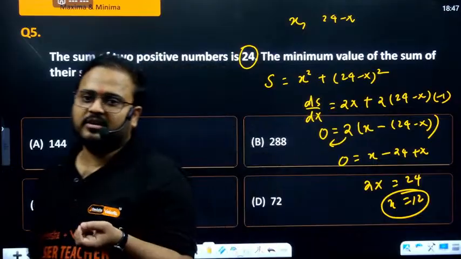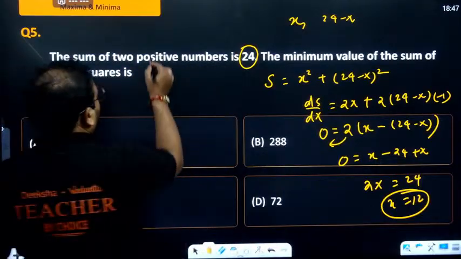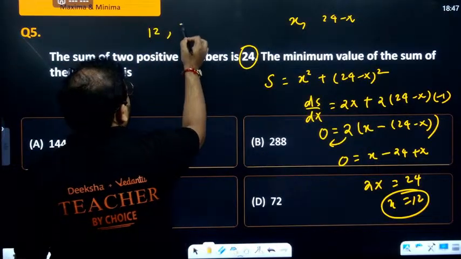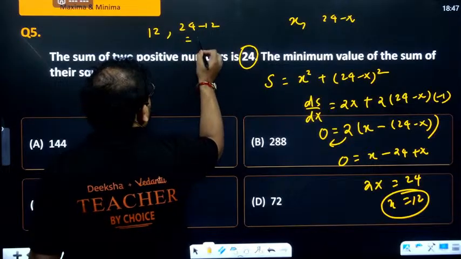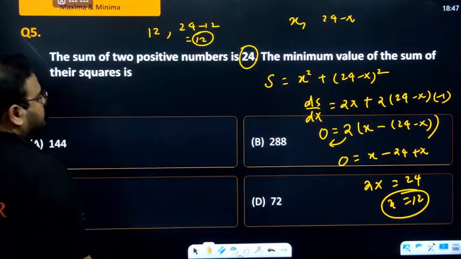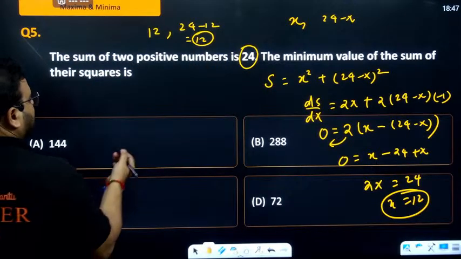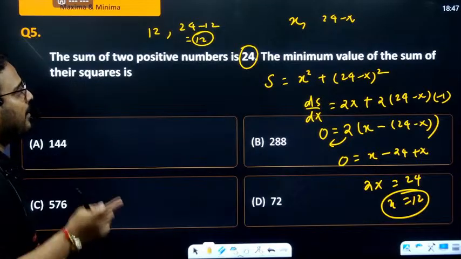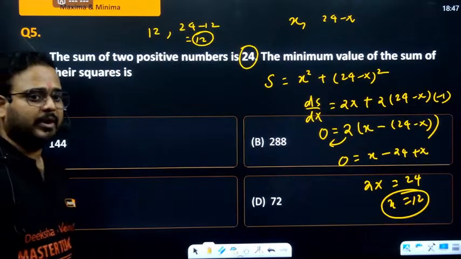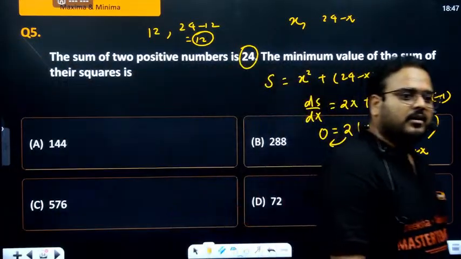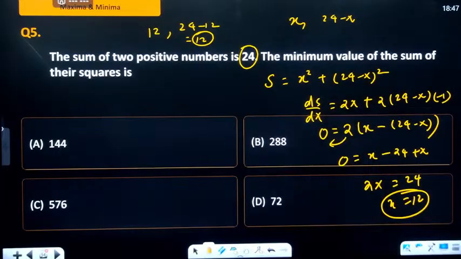We have only one critical point, and I want to identify the two parts. If one part is 12, sir, the other part is 24 minus 12. How much is that? Of course, 12. So my answer is what? The parts are 12 and 12. But I want to find out the minimum value of the sum of the squares.